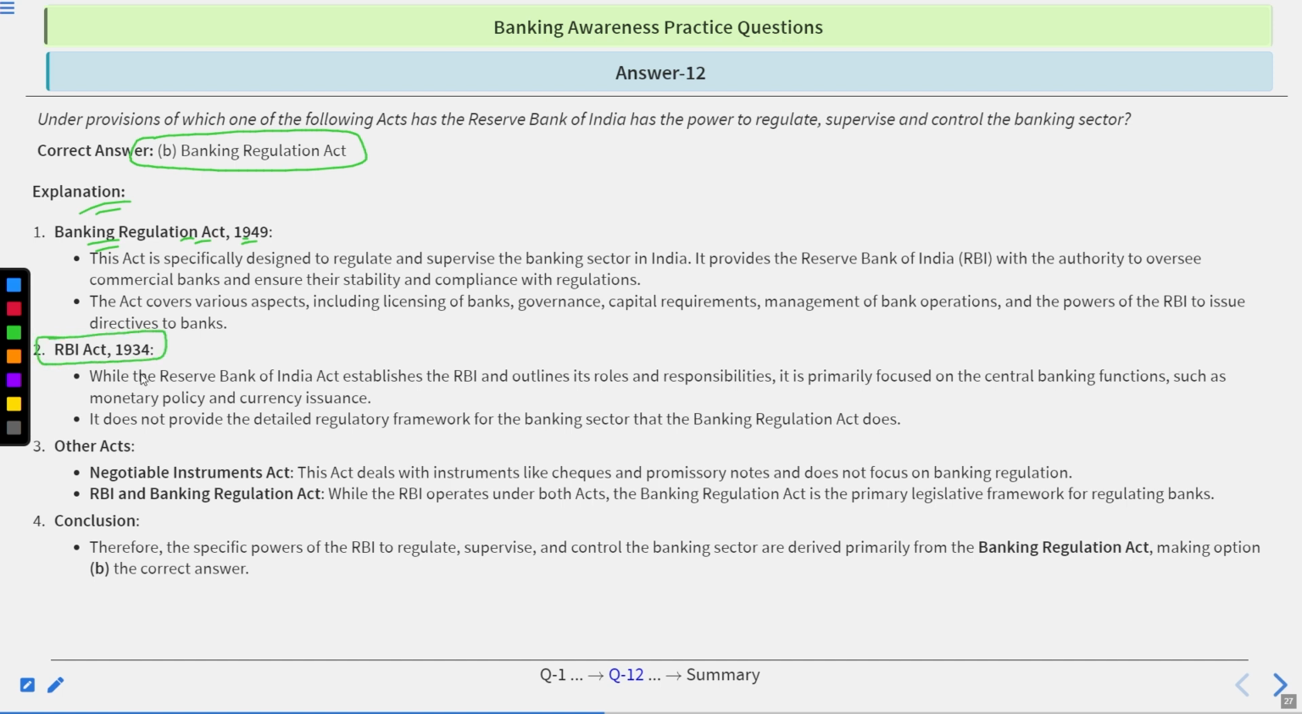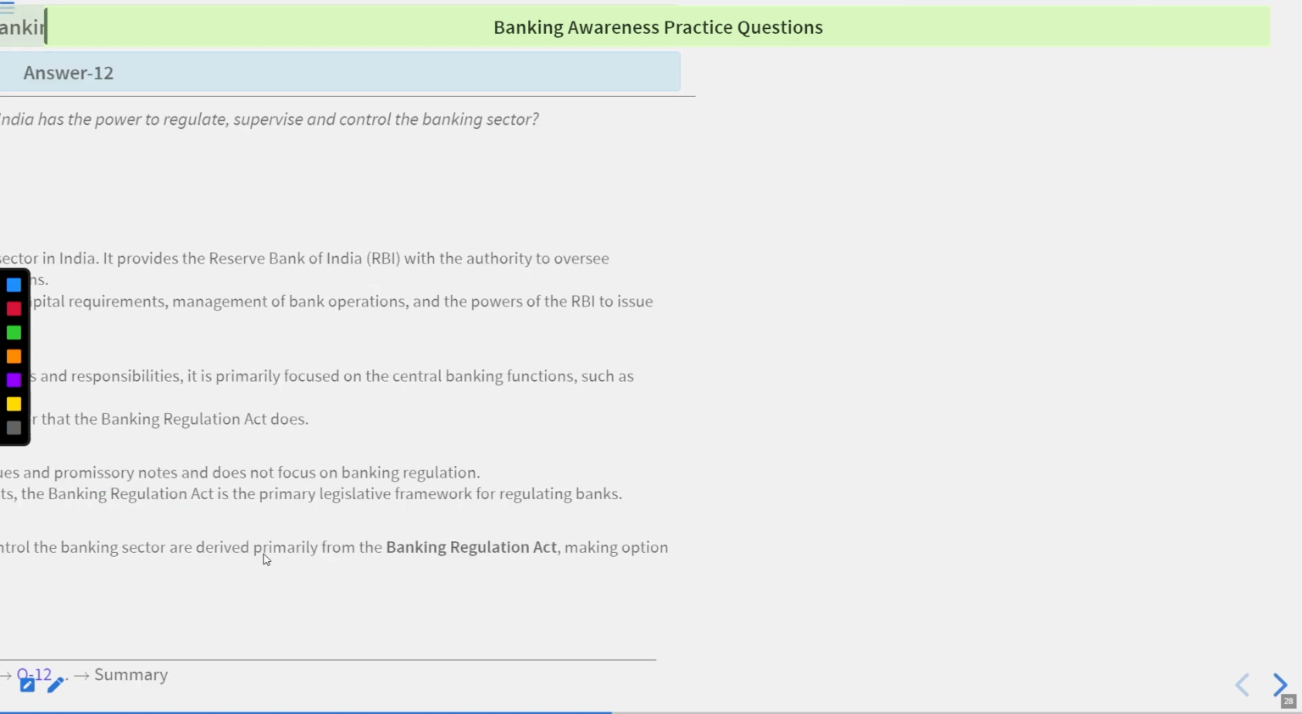RBI Act 1934: while the Reserve Bank of India Act established the RBI and outlines its roles and responsibilities, it is primarily focused on central banking functions such as monetary policy and currency issuance, and does not provide the detailed regulatory framework for the banking sector that the Banking Regulation Act does. Other acts: the Negotiable Instruments Act deals with instruments like cheques and promissory notes, and does not focus on banking regulation. RBI and Banking Regulation Act: while the RBI operates under both acts, the Banking Regulation Act is the primary legislative framework for regulating banks. Conclusion: the specific powers of the RBI to regulate, supervise and control the banking sector are derived primarily from the Banking Regulation Act, making B the correct answer.